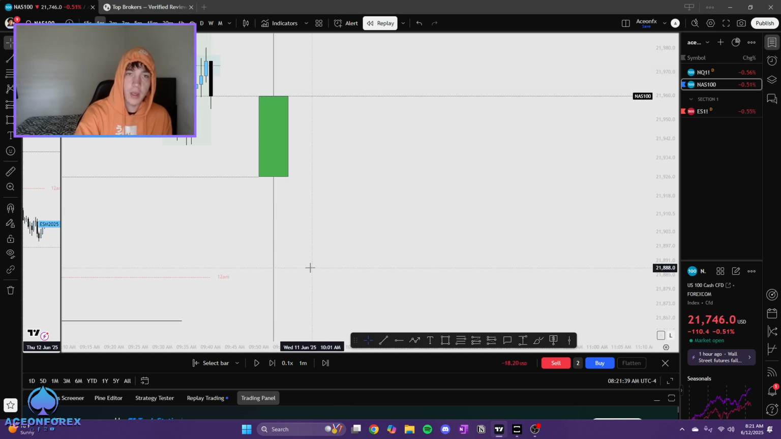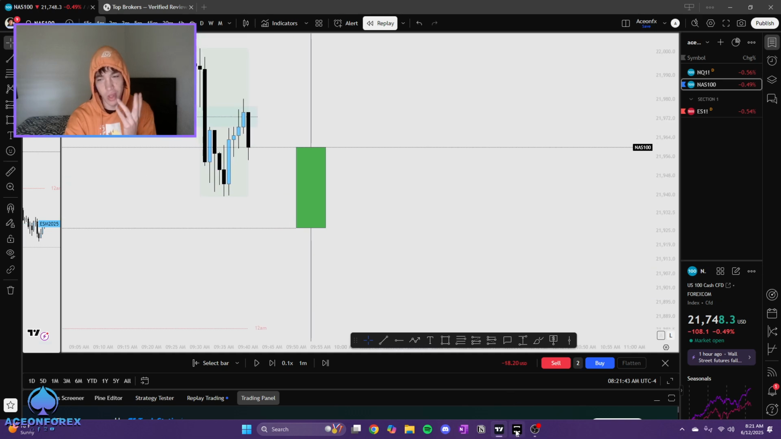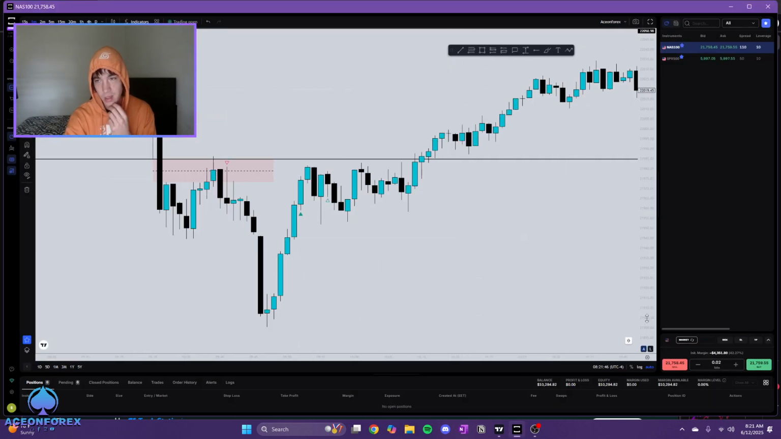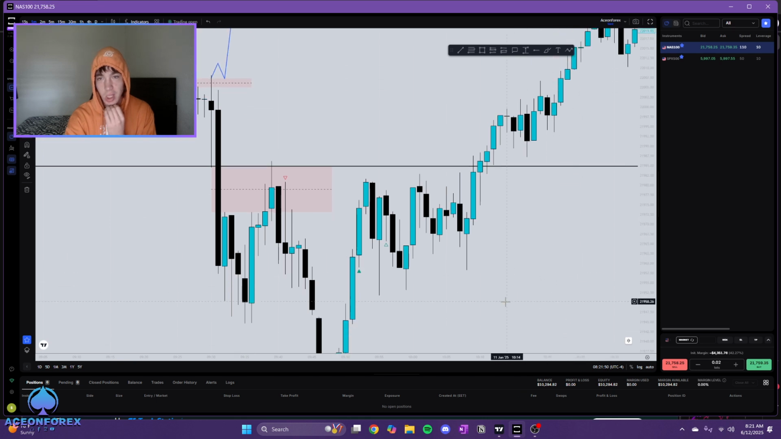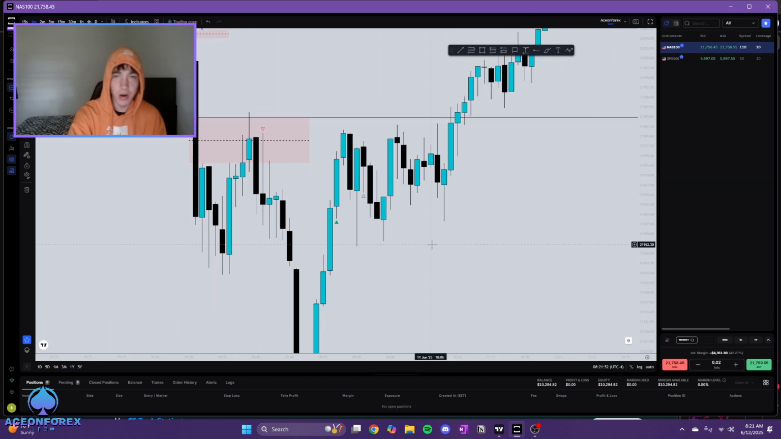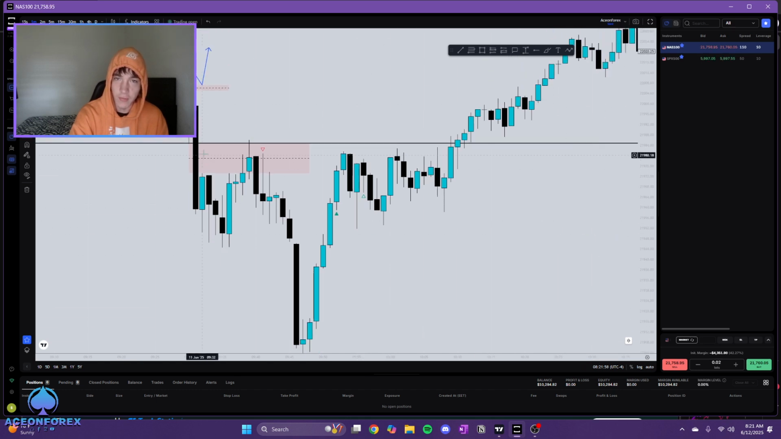That's not what happened. We have different price action on here. That's another thing. Different brokers have different price, like the chart is different.